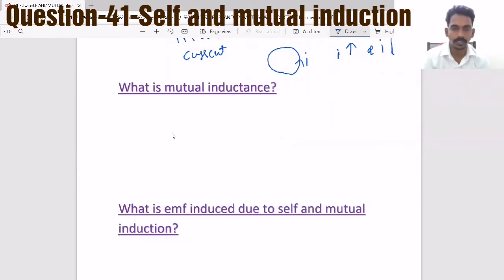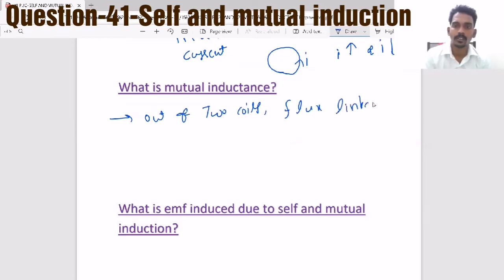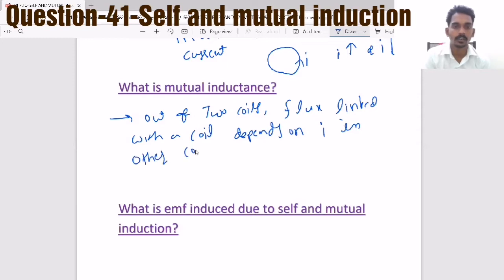Similarly, the definition of mutual induction is: when there are two coils, the flux linked with a coil depends on the current in the other coil. That means inducing EMF in a coil due to an adjacent coil.